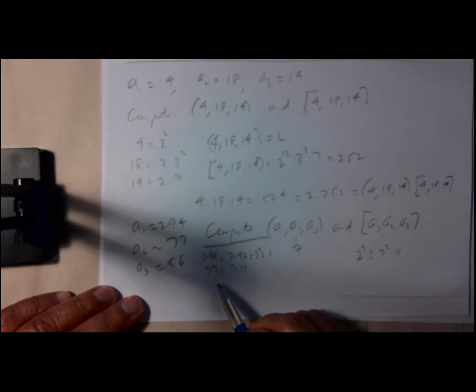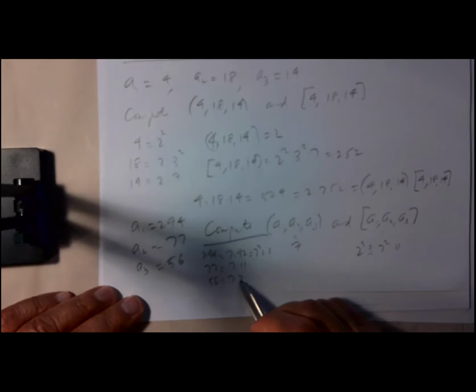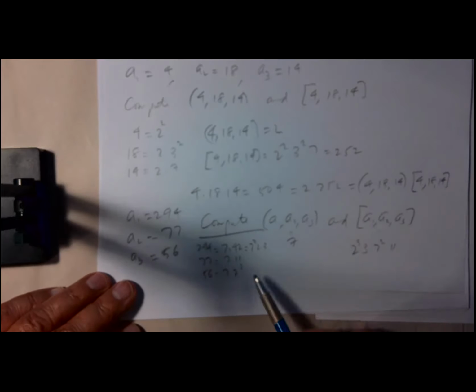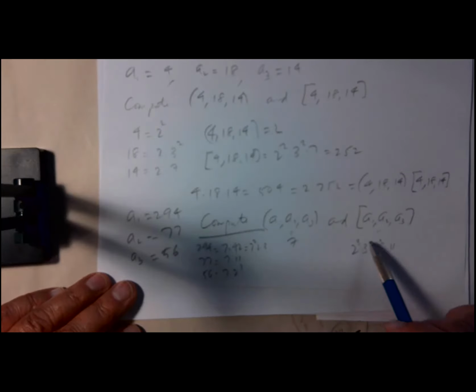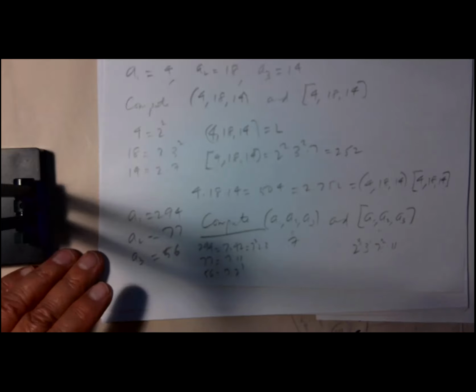77 is 7 times 11. And 56 is 7 times 8, or 2 cubed times 7. So the only common factor of these three numbers is 7. And for the least common multiple, you take the highest power of 2, which is 3. The highest power of 3 is 1. The highest power of 7 is 2. And the highest power of 11 is 1. That's very good.